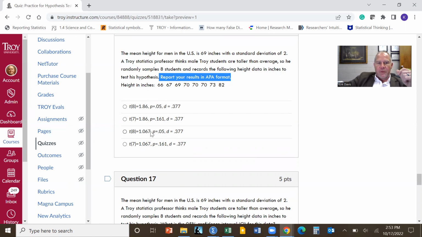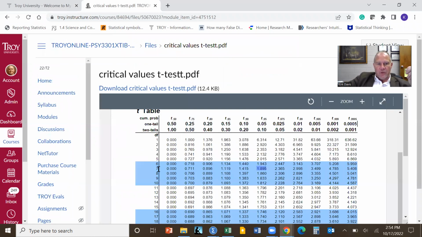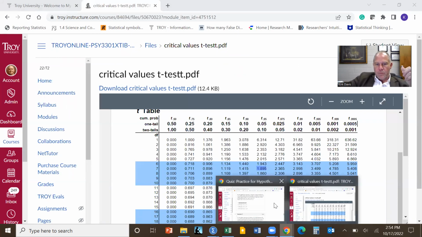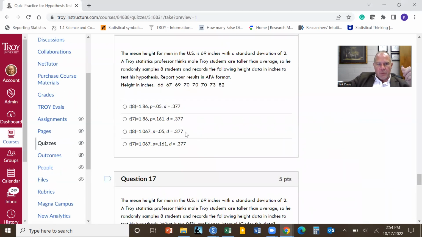So these are out. The first one is always the test. The symbol for the test you're using, in parentheses with no space, is the degrees of freedom. So we can rule this guy out because we know we had 7 degrees of freedom. When we looked up our critical table, we came down to 7 degrees of freedom, not 8. So we can rule this one out, and we can rule this one out.